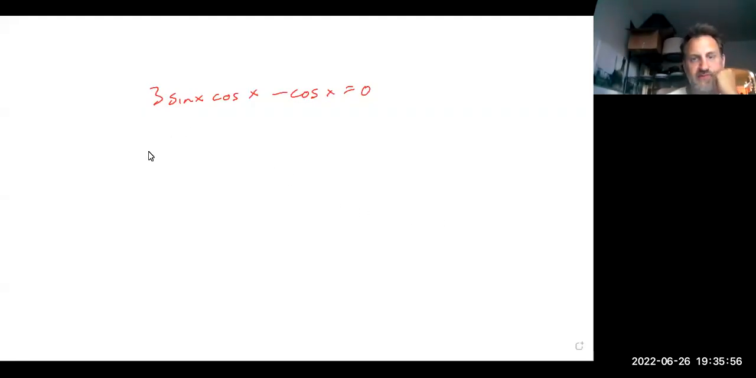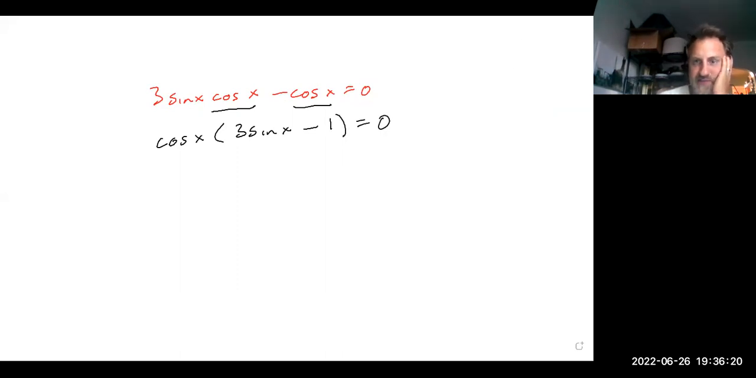Okay, so let's tackle some harder problems that involve factorization. What I see here is multiple x's in multiple places. That makes this automatically more challenging. I also see a common factor. There's a cosine x popping up twice. So I'm going to factor out cosine x and then say 3 sine x minus 1 equals 0.